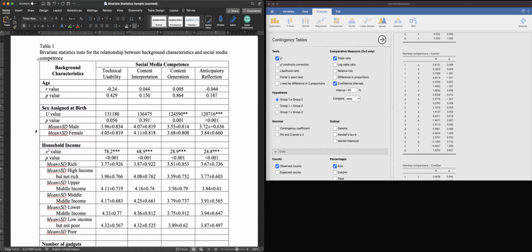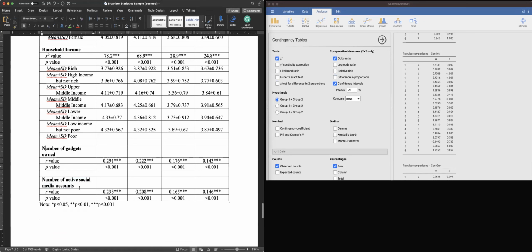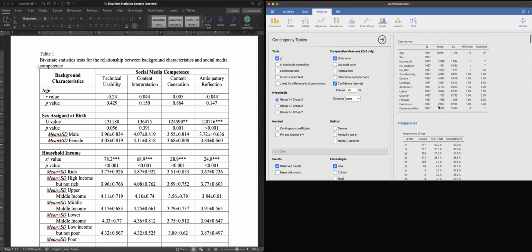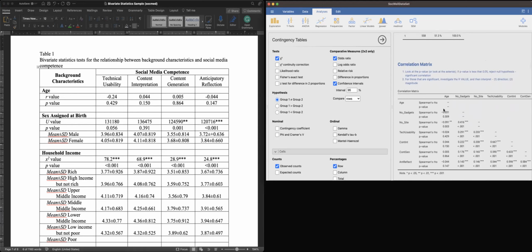Okay, so for those pairs that need Spearman-rho or Pearson-r, for example, age and social media competence, number of gadgets and social media competence, number of social media accounts and social media competence, you will include 2 extra rows. Those extra rows are r value and p value. And then you report the r value and the p value. And that's simple. Okay? So for example, in this case, let's look back. So yeah. So for age, you have negative 0.24, 0.44. So you can see how it happened here.